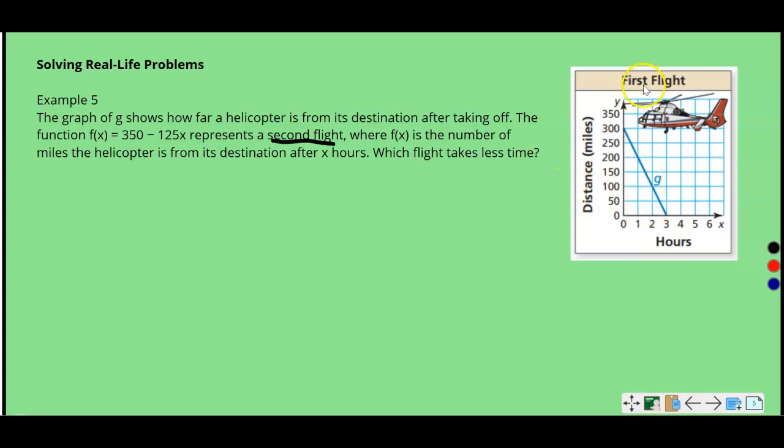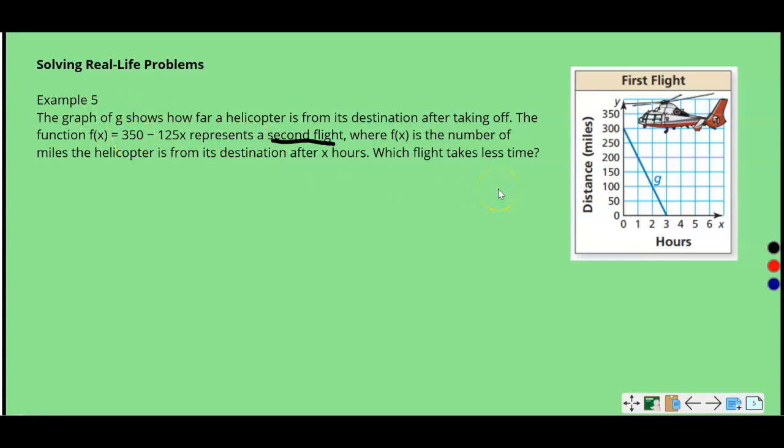All right, so the first flight is graphed right here. It goes a distance of 300 miles in 3 hours. So it looks like it's traveling at 100 miles per hour. All right, so let's see what the second flight looks like.